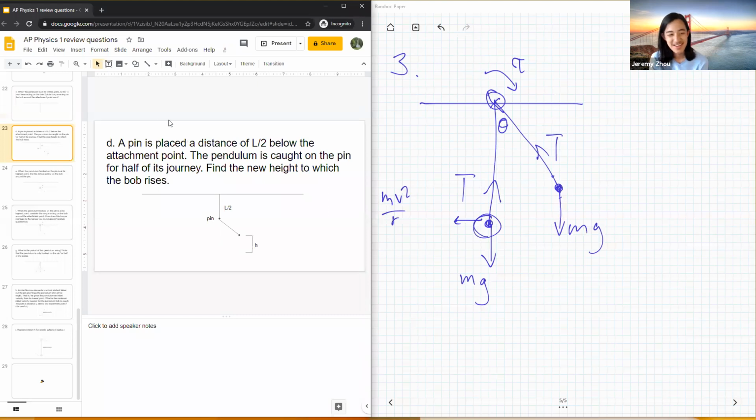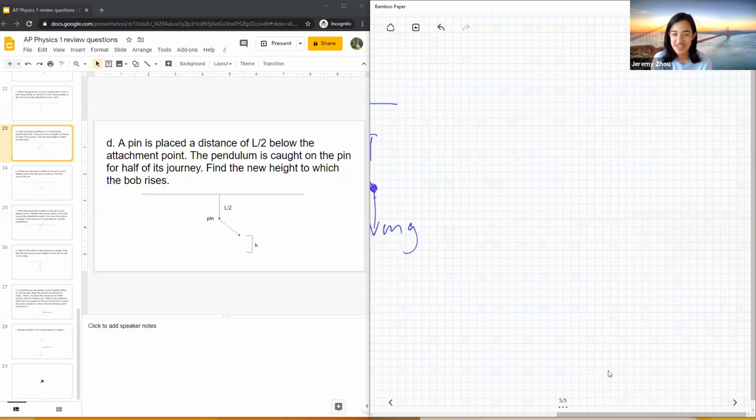All right. So now we place a pin at a distance of L/2 below the attachment point. The pendulum is caught on the pin for half of its journey. What is the new height to which the bob rises? I don't know if this is clear, but the bob is the little thing on the bottom that moves. So I have a pin, let me draw an empty circle here. And then this pendulum will go like, woo. So what is this height above the bottom point?